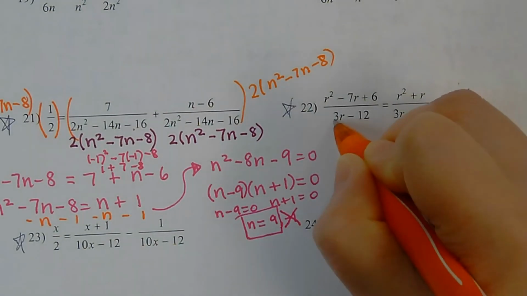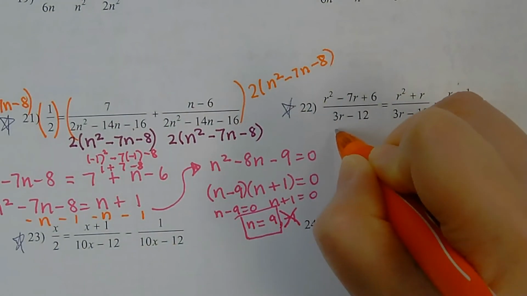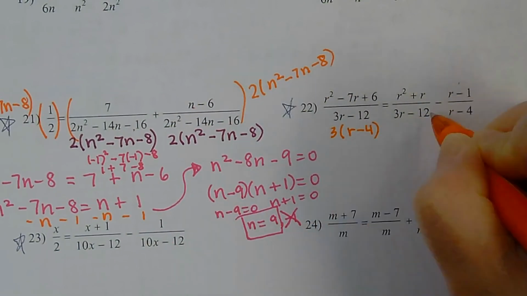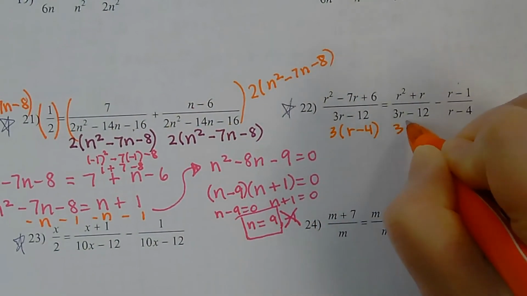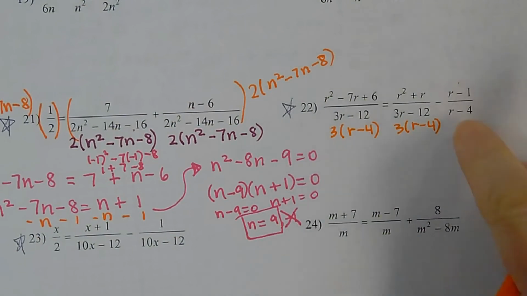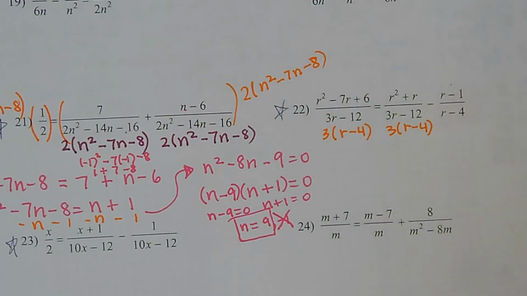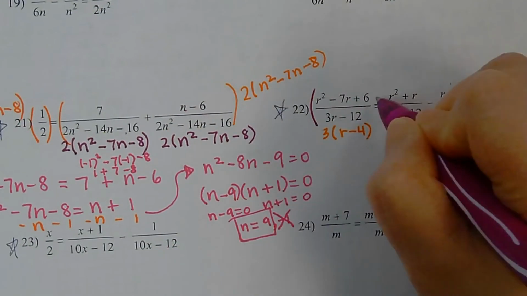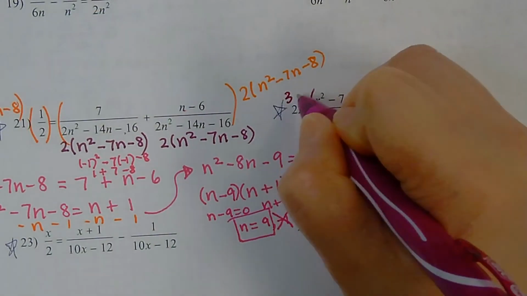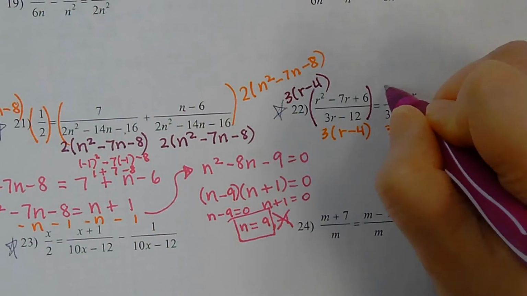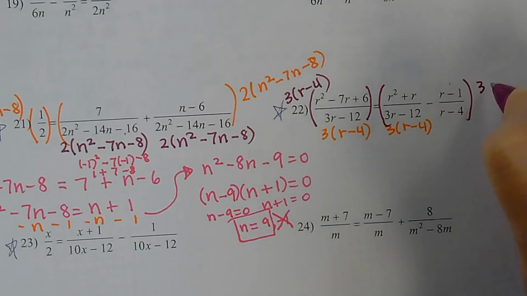So I know that 3 and 12 both go in there, so it's going to be 3 times r minus 4. This also is the same thing, so 3 times r minus 4. And this is just r minus 4, so we're fine. So what am I going to multiply by? 3 times r minus 4. That's what it's going to be. So we multiply the left-hand side by 3 times r minus 4, and the right-hand side by 3 times r minus 4.